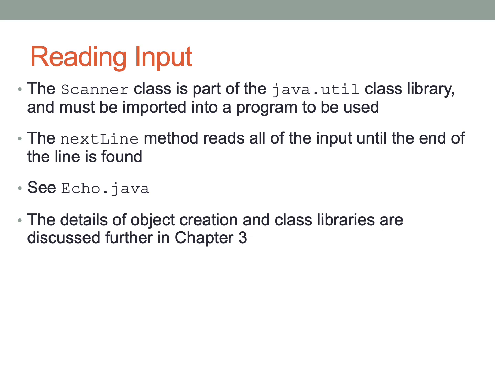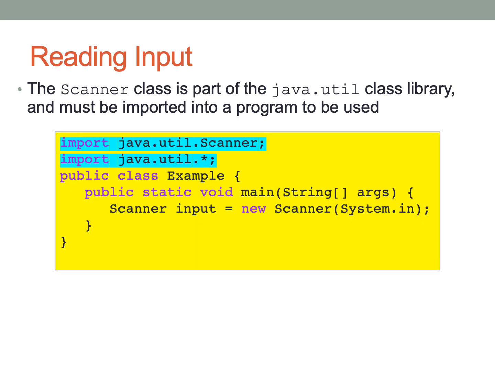How to import the library? Do you still remember from the previous topic? To import only the Scanner class, we can write import java.util.Scanner, or if you want to import the whole package of util, we can write import java.util.*, where asterisk refers to everything within the java.util package.